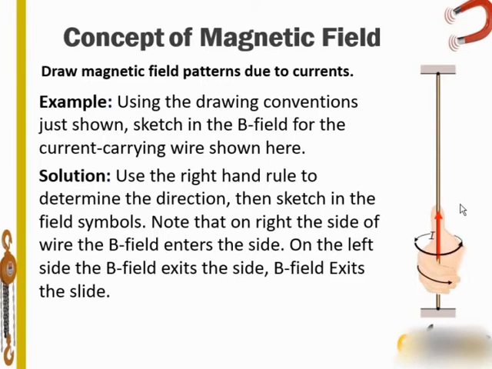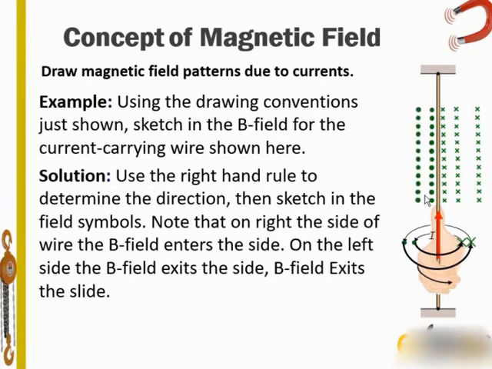Now, note that on the right side of the wire, the B field lines enter that side of the wire. According to the right-hand rule, if you curl your fingers around that wire, then you can see the direction of the magnetic field. So the magnetic field is going into the paper on the right-hand side of the wire, and it's coming out of the paper on the left-hand side.